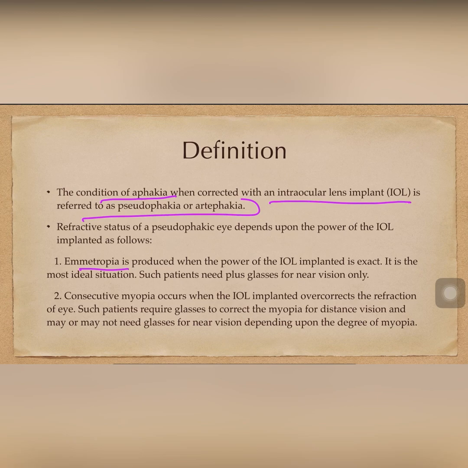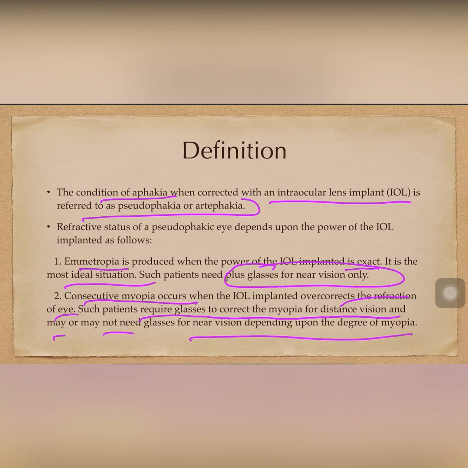Emmetropia is produced when the power of IOL implanted is exact. It is the most ideal situation. Such patient needs plus glasses for near vision only. Consecutive myopia occurs when the IOL implanted overcorrects the refraction of the eye. It means that if there is an overcorrection by the IOL implanted, the patient may have myopia, for which he requires glasses to correct the myopia for distance vision also, and may or may not need glasses for near vision depending on the degree of myopia he has.